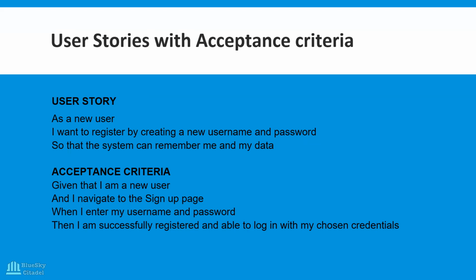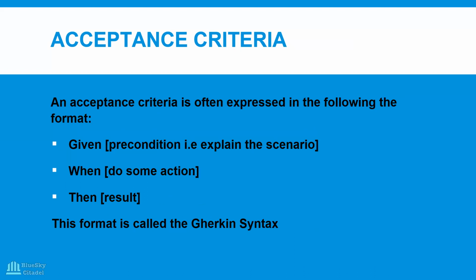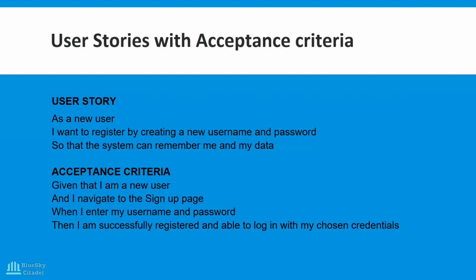Okay, so this first example, I've used the first format, the given-when-then format, which is called the Gherkin syntax. So let's start from the beginning. User story. As a new user, I want to register by creating a new username and password so that the system can remember me and my data. Acceptance criteria. So this is how it works. Given, what's the precondition? I am a new user.